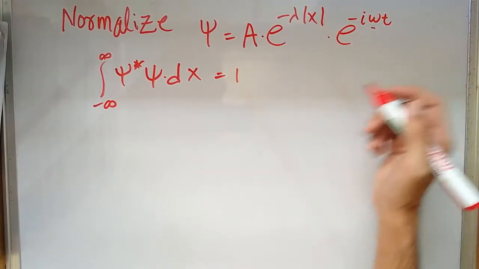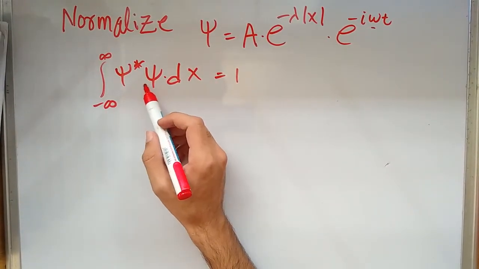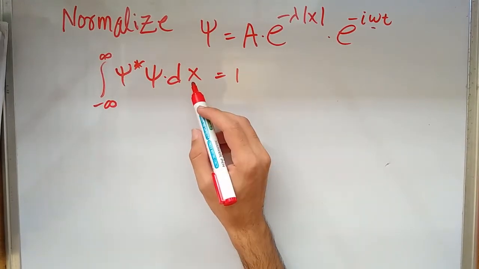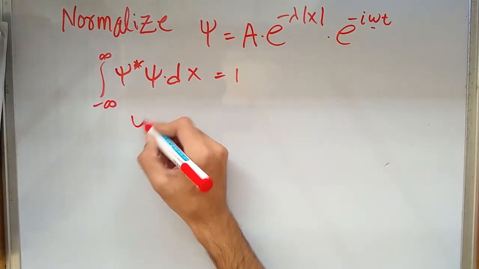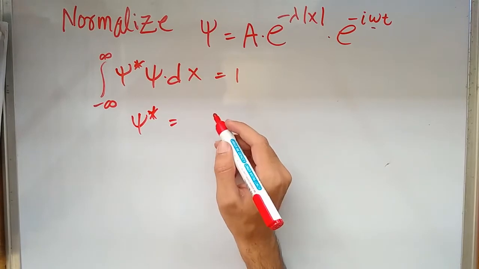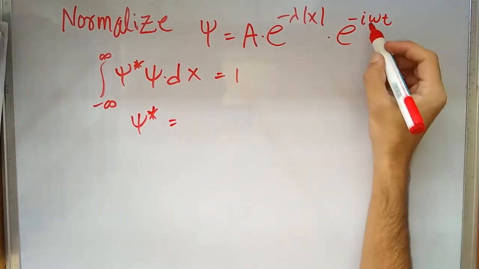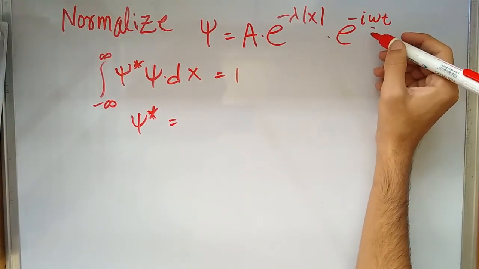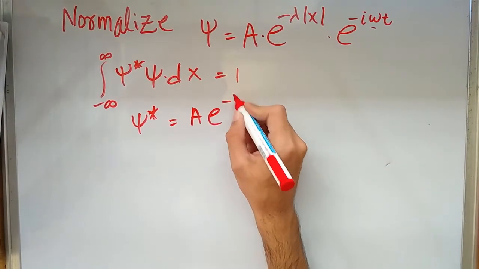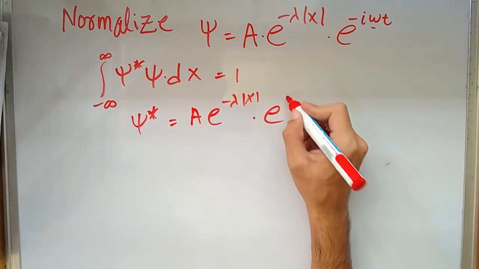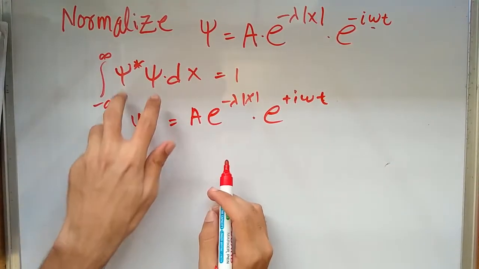The condition for normalization of a function is that it must follow this requirement: psi star into psi integrated from minus infinity to infinity with respect to x gives the numerical value 1. So we will start with finding psi star. In an earlier video I said that psi star is the conjugate of psi. So we will just replace minus i with plus i, that is the additive inverse of the complex part, and write the function as it is, minus lambda mod x into e to the power plus i omega t. So instead of minus i we will just write plus i, and then we need to take the product of those two numbers.